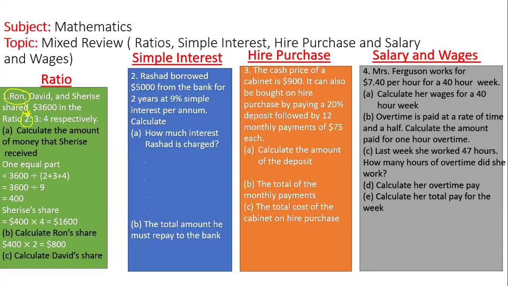Ron is 2 equal parts. Yes, sir. And so since Ron is 2 equal parts, we know that we have to multiply it by what? 2. By 2. Very good. Multiply by 2.